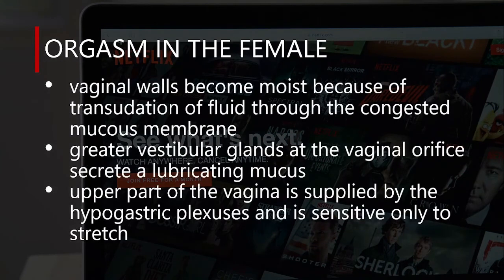Orgasm in female. The vagina will become moist because of the transudation of fluid through the congested mucous membrane. The greater vestibular gland of the vaginal orifice secretes the lubricating mucus. The upper part of the vagina is supplied by the hypogastric plexus and is sensitive only to stretch.